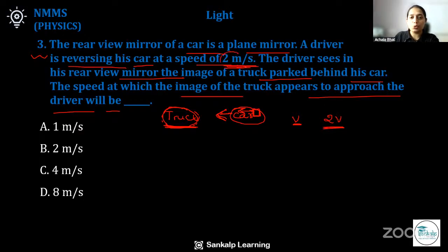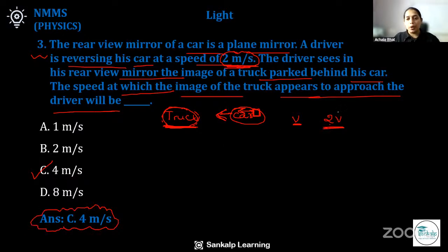V is 2 meter per second. Truck is stationary. Therefore, the speed at which the image of the truck appears to approach the driver will be 2 into 2, 4 meter per second. Your answer is C, 4 meter per second is the correct answer. While using this formula, that object should be stationary.